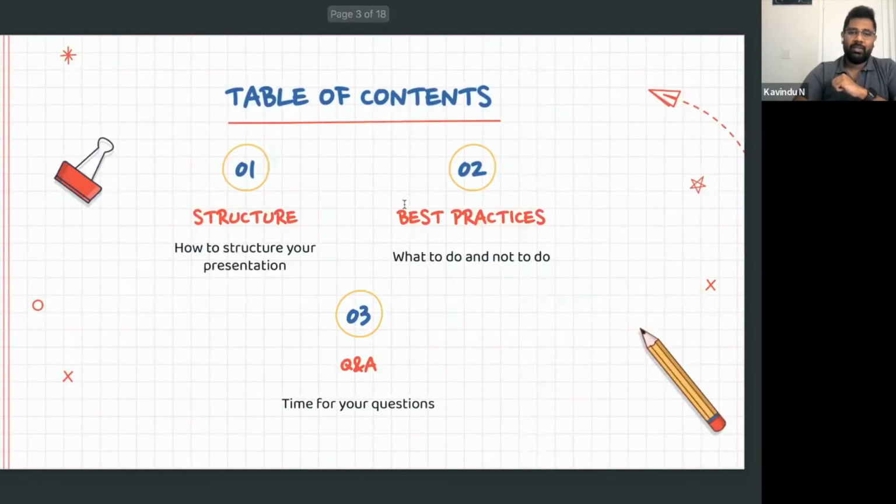All right. So here's the agenda. Here are the things we'll be discussing today. First, we'll be talking about the structure of a presentation, and then we'll touch upon the best practices, what we have to do when we are doing a presentation. And at the end of this presentation, we'll have a Q&A session where you can ask any questions related to this topic.